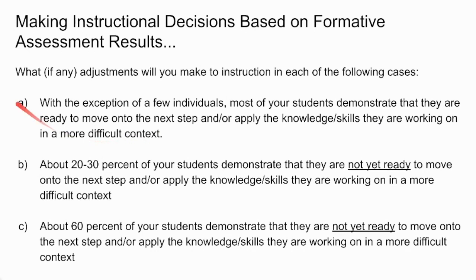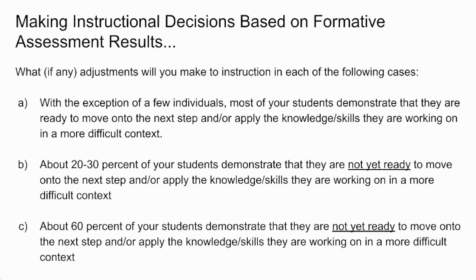Do we adjust our whole class instruction or just find an opportunity to work with these individual students who are not quite ready to move on to the next step? Or what if we find out after doing practice that about 20 to 30% of our students demonstrate they're not yet ready to move on? What adjustments could we make to instruction?